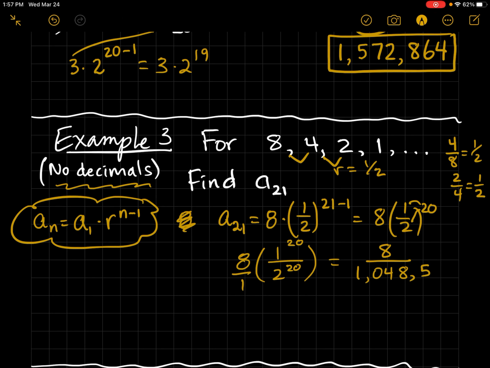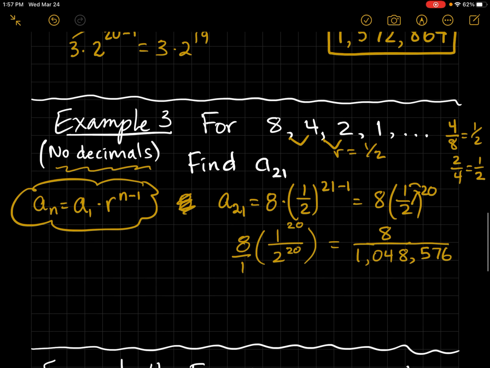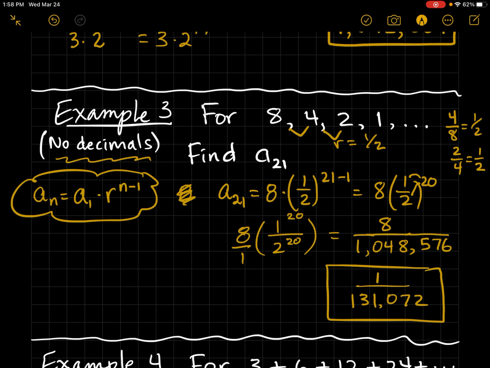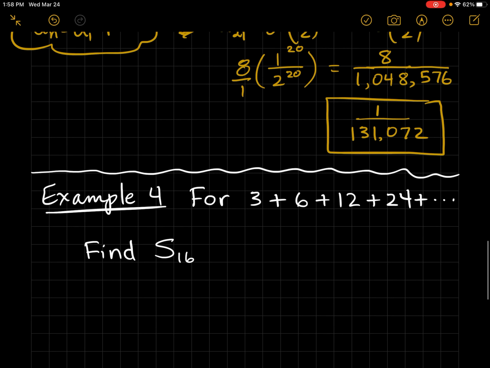And now we just need to reduce this fraction. I usually like to see what number goes into both. I'd probably just keep cutting them in half until I couldn't anymore. But we can reduce that. 8 goes into the top once, and 8 goes into the denominator 131,072 times. So just don't forget, you have to reduce. But that's how you avoid decimals.